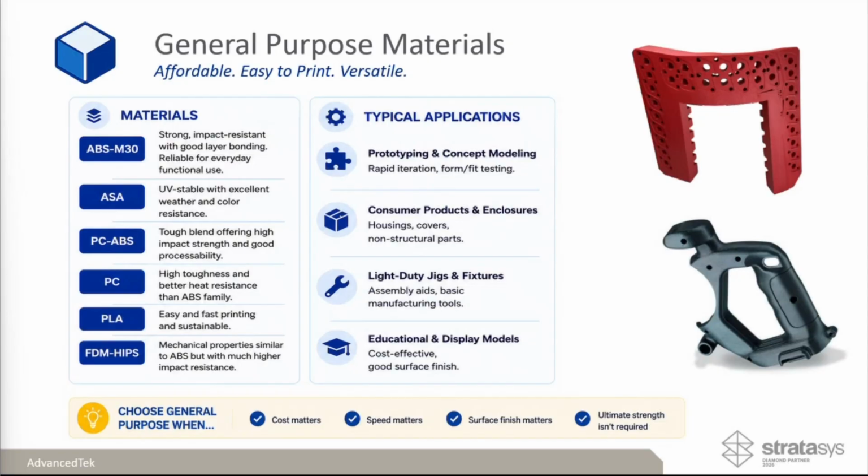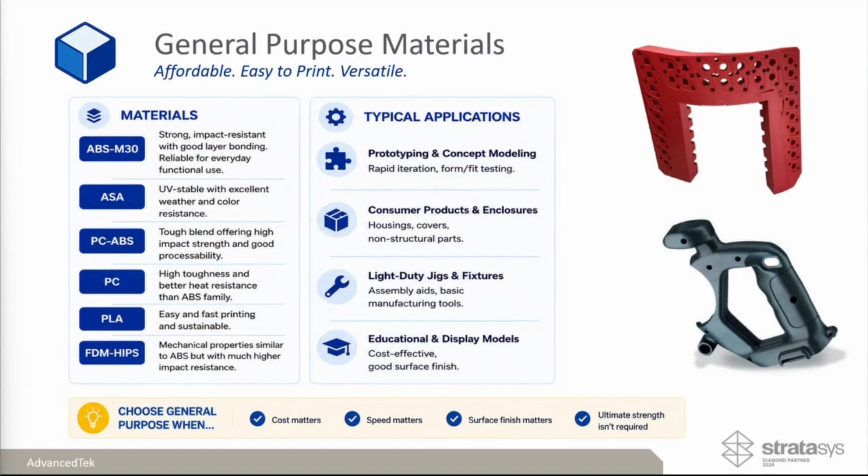Next is your ASA material. It's a good UV stable with excellent weather and color resistance. Matches or exceeds ABS mechanical properties. Colors resist fading, and mechanical properties won't degrade over long-term exposure to UV light. Similar applications to ABS.